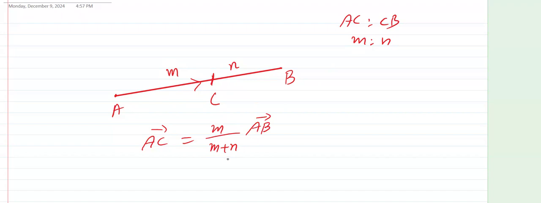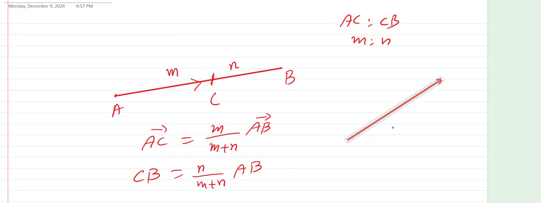In the same way, if you have to find CB, because you know the direction of the vector is from A to B, you will take the ratio of CB, N, over the sum of ratios M plus N, and multiply with the full vector AB, just like that. Okay, this is the ratio formula. Let me give you a practical example of that.